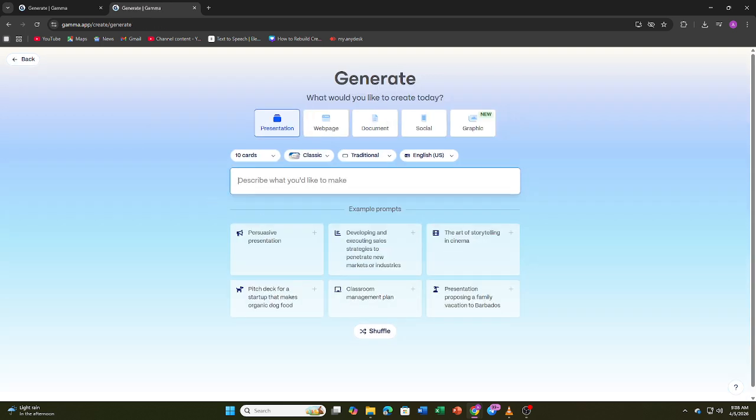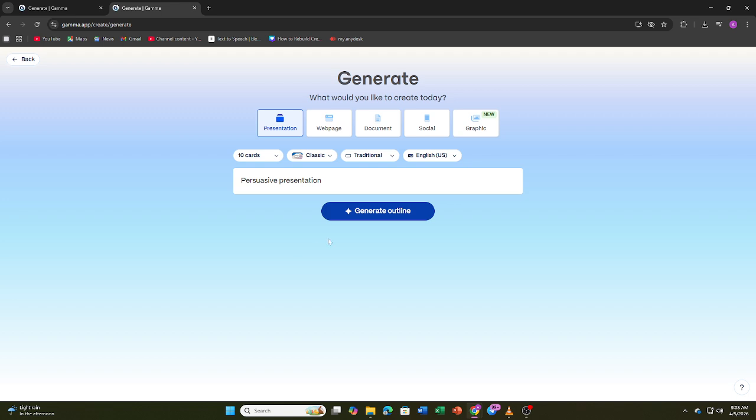Always start with a goal. What do you want your audience to understand or do? Don't use basic prompts, be specific and strategic. Prompt: Create a business presentation focused on increasing sales, including strategy, data insights, and action steps.